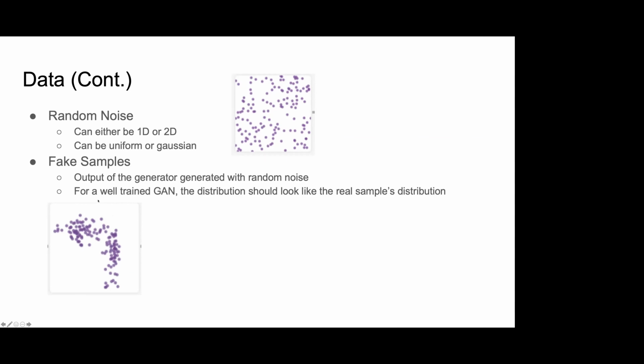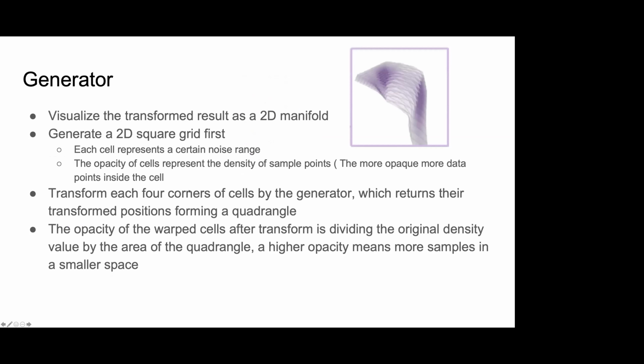For a well-trained GAN, the distribution should look like the real samples' distribution. That's the idea of the GAN network, right?